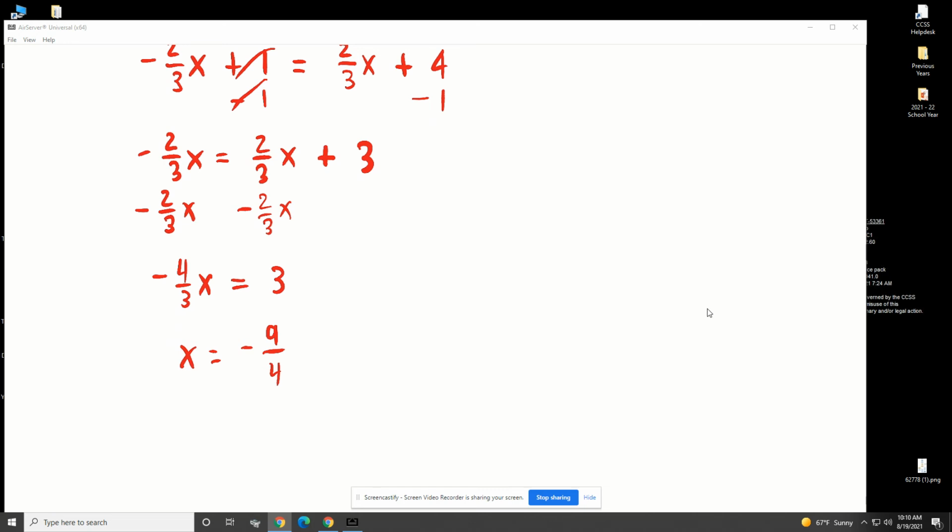But guess what? Your answer's still what? It's still negative 9/4. I got negative 4/9. Then you divided the wrong direction. You divided by 3 instead of dividing by negative 4/3. Since x is what we're trying to isolate, we've got to move the negative 4/3, not the 3. The 3 stays, and you're moving the other one towards it. And that's where the mix-up came.